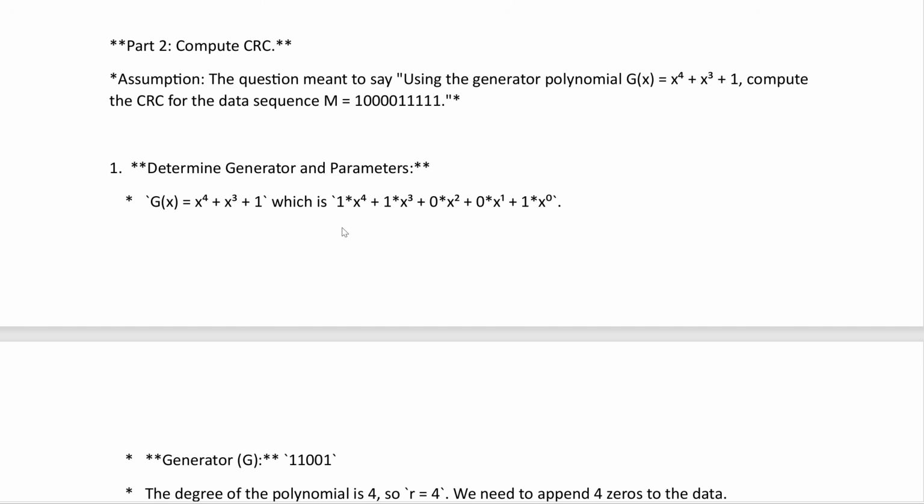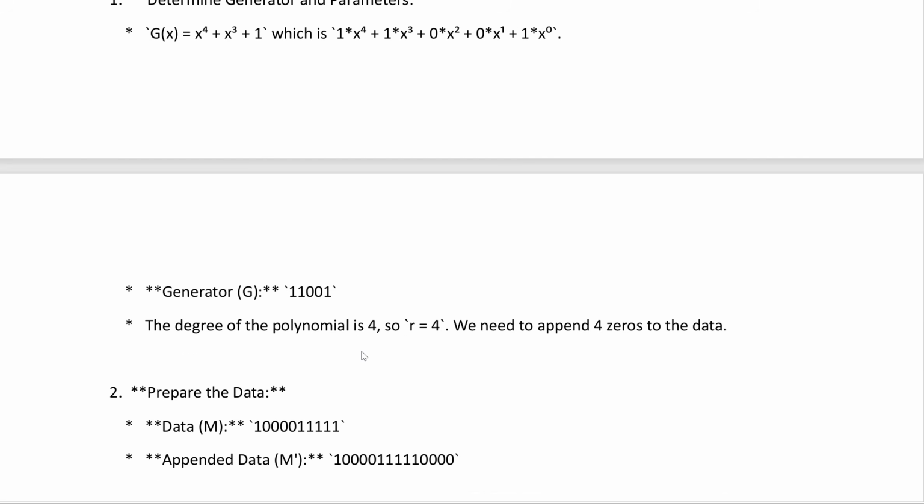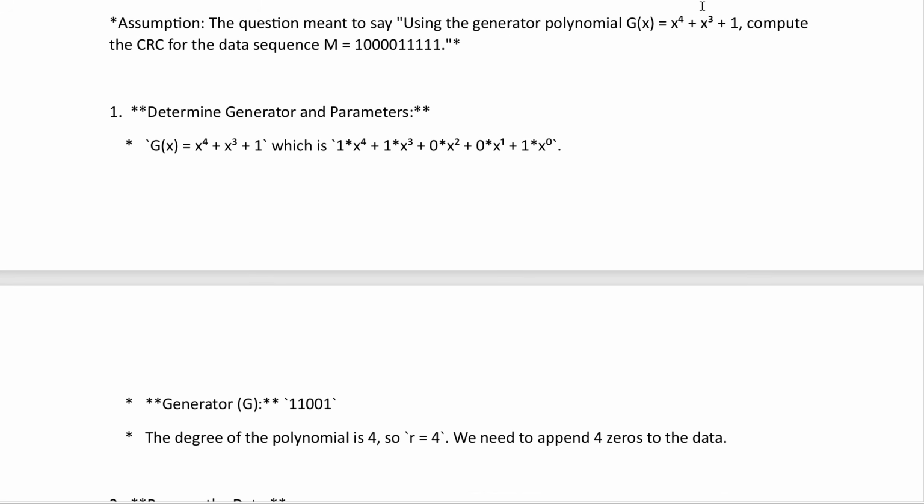So generator G will be 1, 1, 0, 0, 1, in this manner. Now the degree of the polynomial is 4. How can we determine the degree? Because the highest power is x raised to power 4. So R is 4, and we need to append 4 zeros to the data.